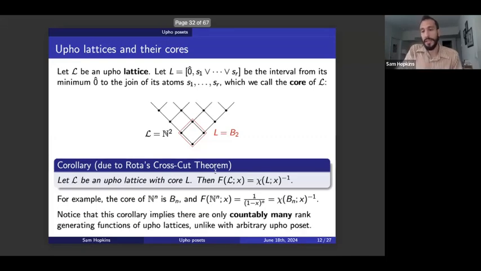In particular, that means there are only countably many rank generating functions of Upho lattices. So the situation is quite different when we restrict to lattices. This doesn't necessarily mean that there are only countably many Upho lattices altogether, although I suspect there probably are. That's sort of an open question, actually. But now we've clarified that maybe Upho lattices are the right thing to study because they're more finite, and there are only countably many rank generating functions, and it also identifies the core as an important structure which governs a lot of the behavior of the Upho lattice.